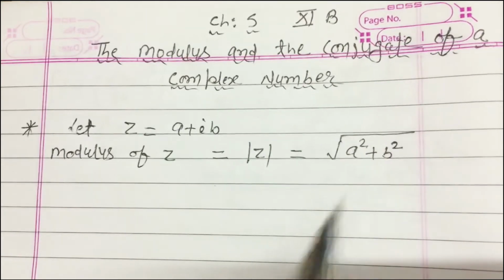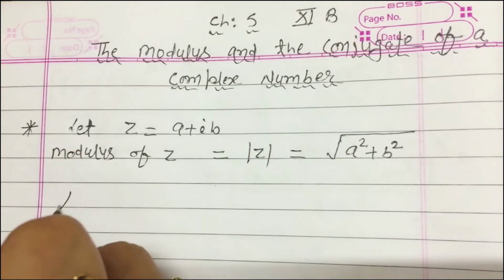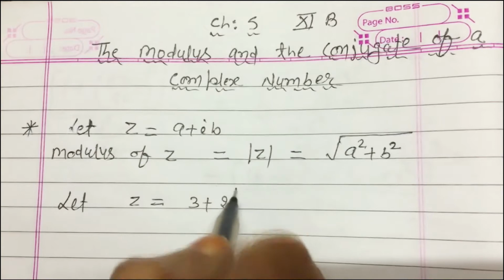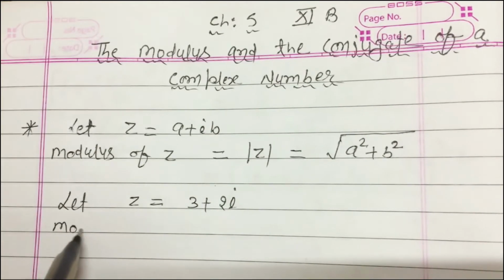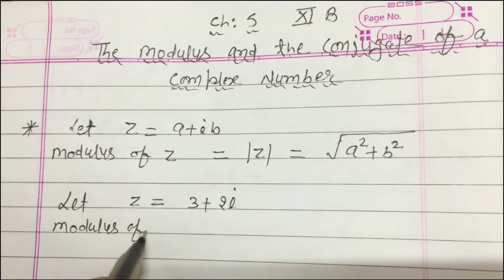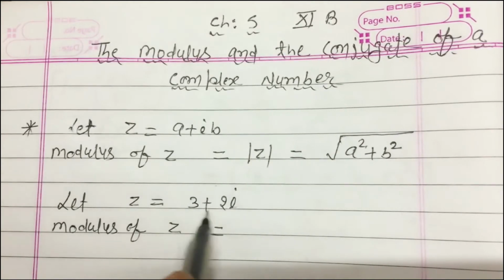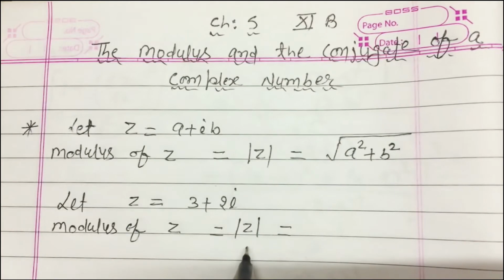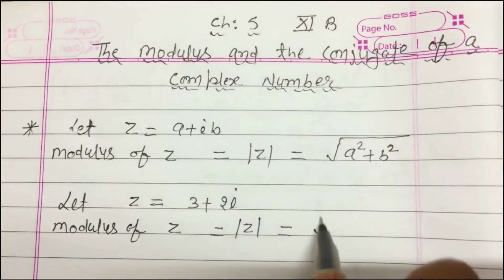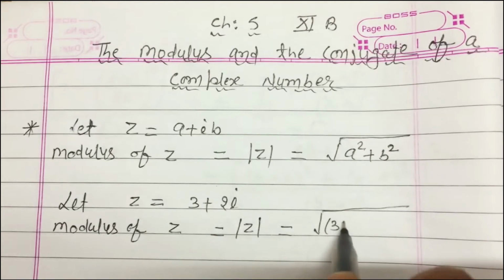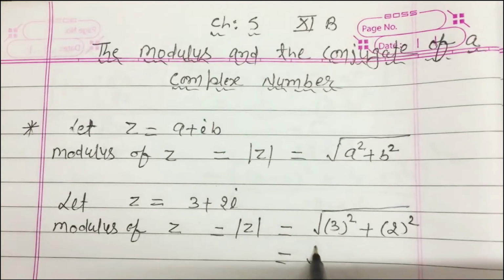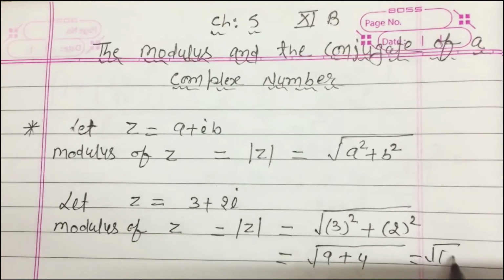And here, let z equal 3 plus 2i, then modulus of z. Okay, z is a complex number, it means we are finding mod of z. It is the symbol to represent the modulus of a complex number, and it is the square root of 3 squared plus 2 squared. So modulus of z, you will get 9 plus 4, it is root 13.